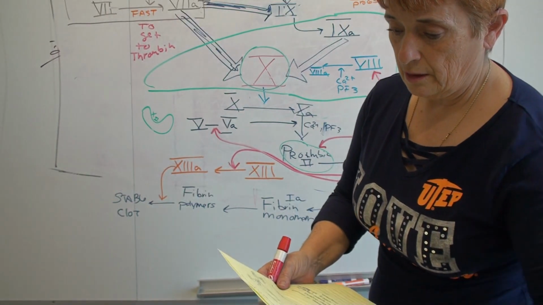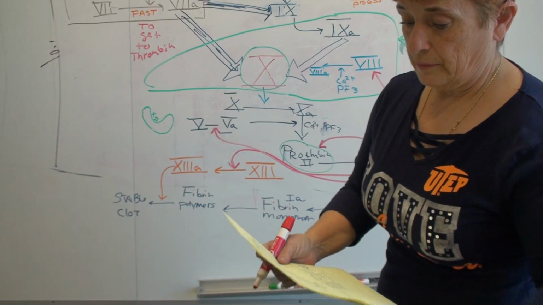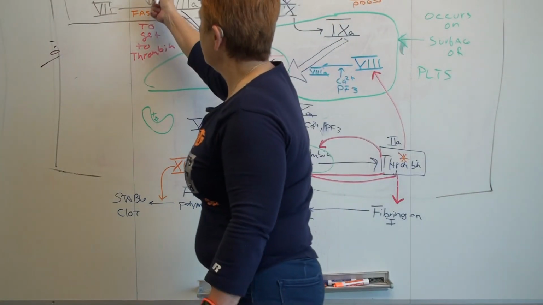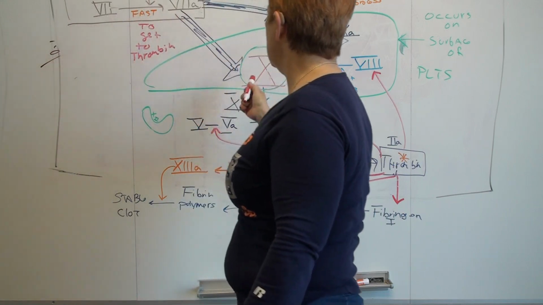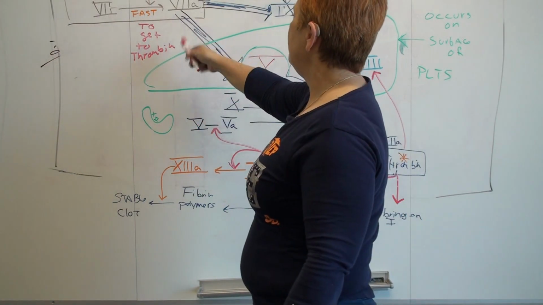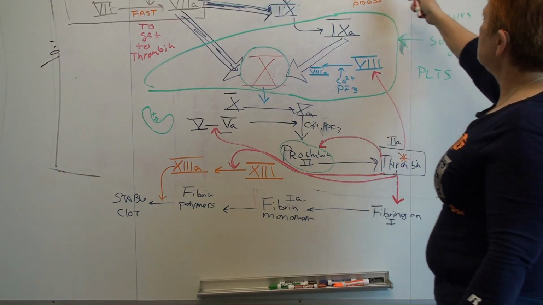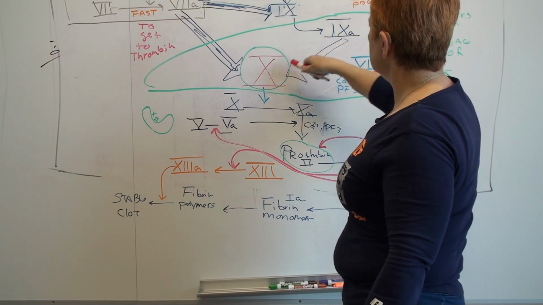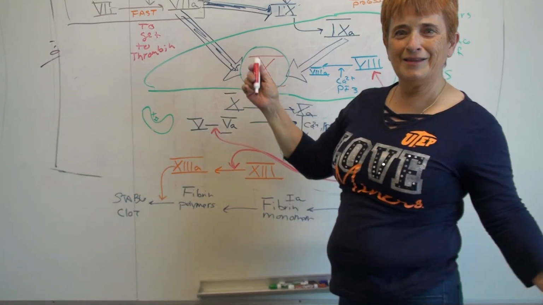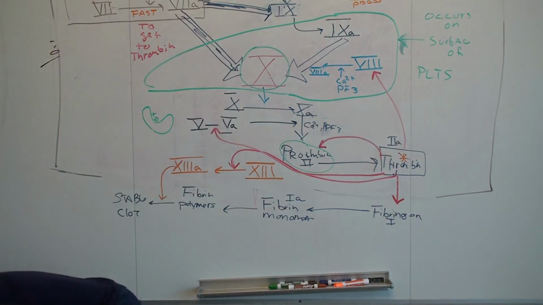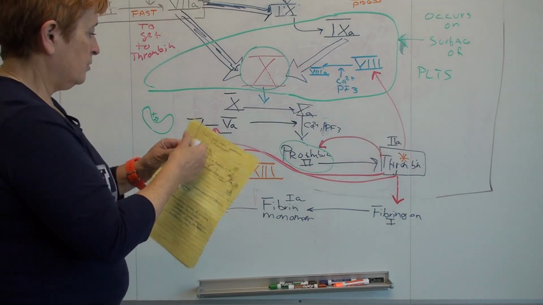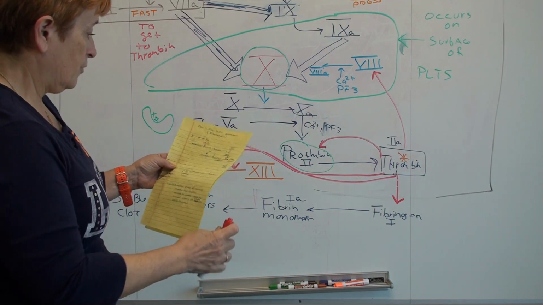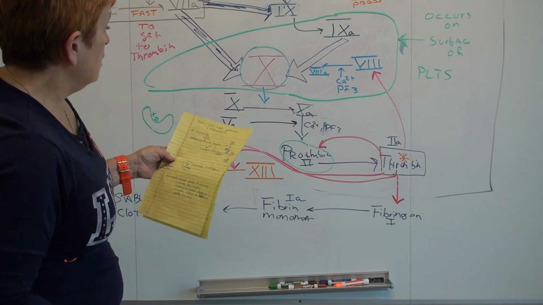Wow, that is a bunch of stuff. So we have the intrinsic pathway fast, 7 to 7A goes to 10, 10 to thrombin. Fast. Slow, 12 to 11, 11 to 9, 9 to 10. Oh, it popped off. Okay. Alrighty. Let's see here. Clot to clot lysis involved.